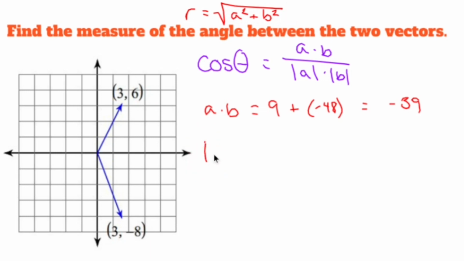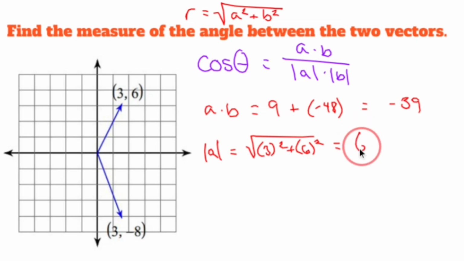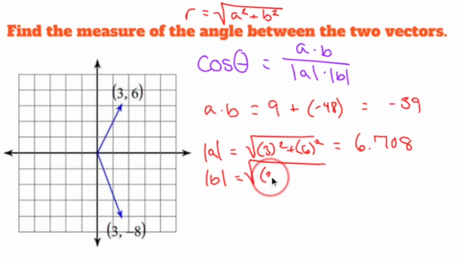If I'm doing the magnitude of A, and I believe I called this one A, not that it matters, it's going to be the square root of 3 squared plus 6 squared. Type all that into a calculator and you get 6.708. To find B, I'm going to use this formula again, square root of 3 squared plus negative 8 in parentheses squared. Type that into a calculator and get 8.544.